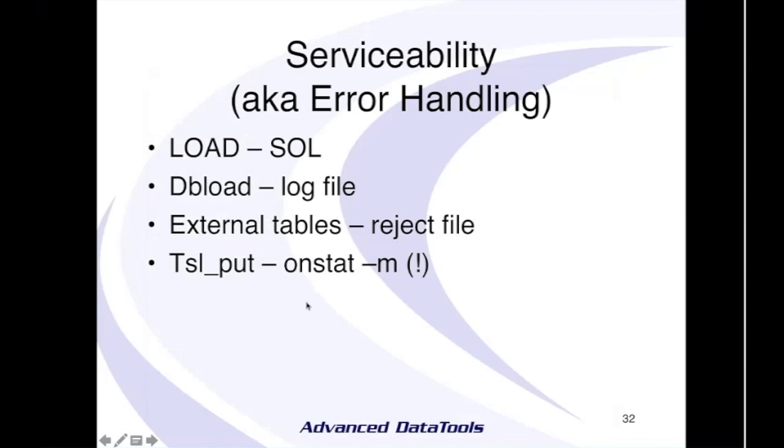Serviceability, error handling. This varies. With load, you're out of luck. If you have 100 rows and the 49th row is bad, rows 49 through 99 or 100 don't get loaded. You get the first 48. That is sometimes not desirable. With DB load, your bad data gets written to a log file. If you have set up a log file with external tables, it goes to the reject file. And with TSL put, it goes to the Informix log file.